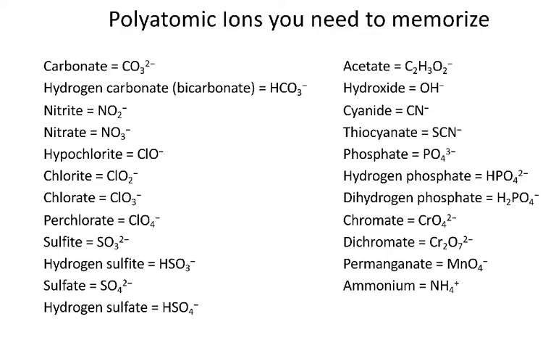This is a list of some common polyatomic ions, and you have to memorize these. I can't stress how important it is throughout Chem 1211 and again in Chem 1212 that you know these polyatomic ions. I know it seems like a lot of work, but it's like needing to know the alphabet before you can read. You have to know these polyatomic ions to do a lot of the chemistry that we want to do.